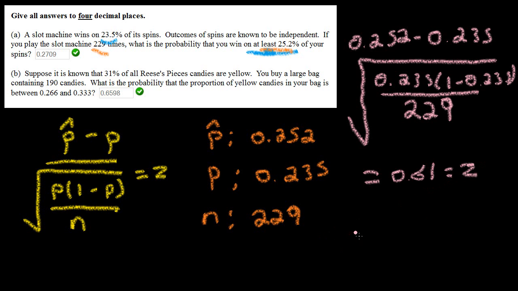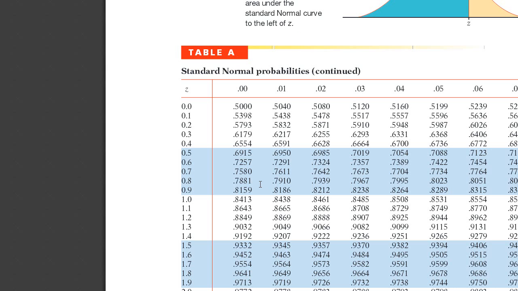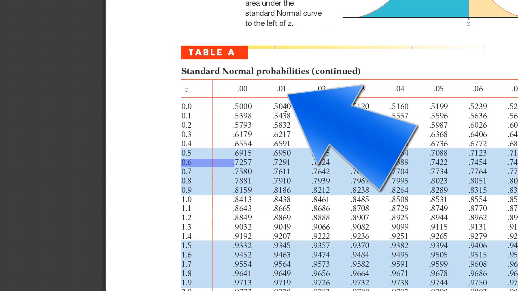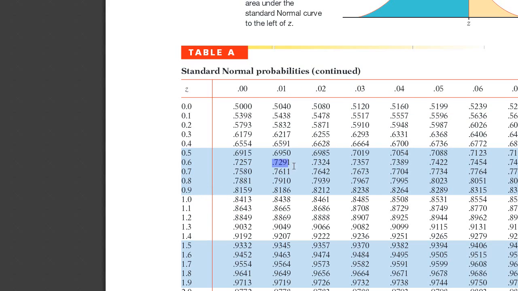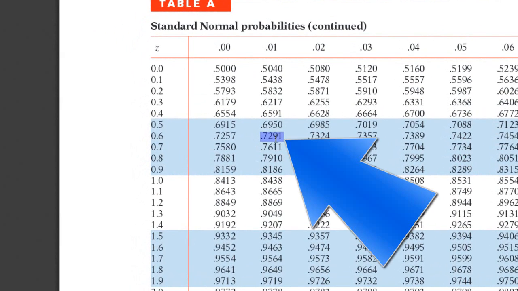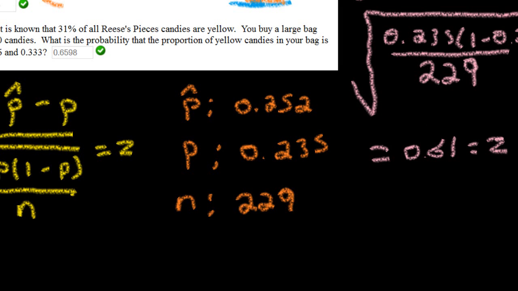The next step is just to go on to the table and get a proportion out. Going to the table, we need to look for an associated proportion that's to the z-score of 0.61. Here is 0.6, and here is the 1 section. Coming over here, we have this answer right here, 7291.